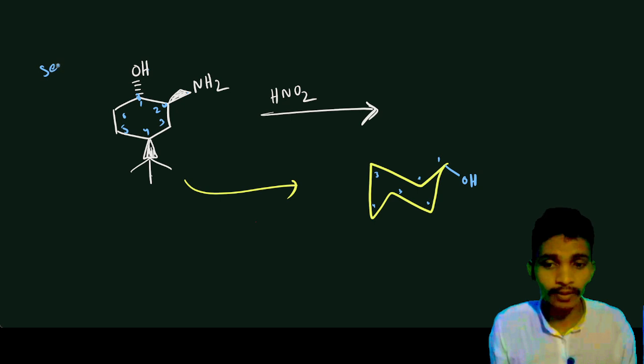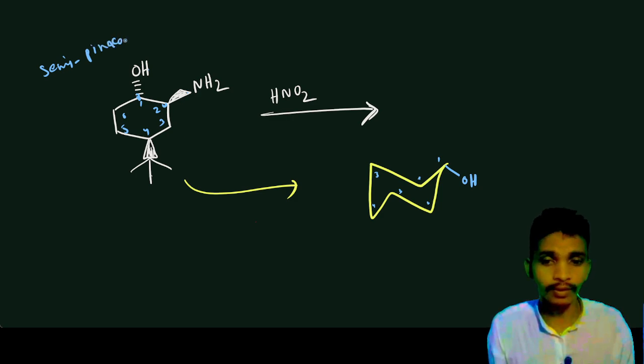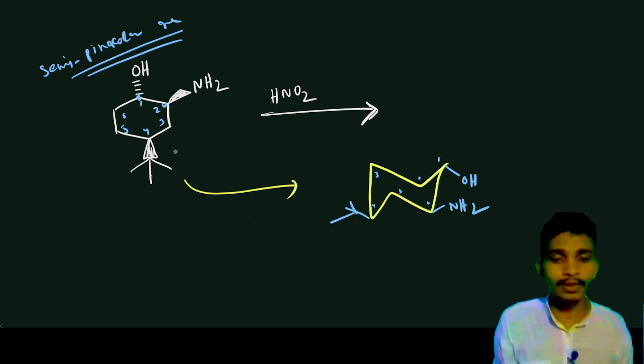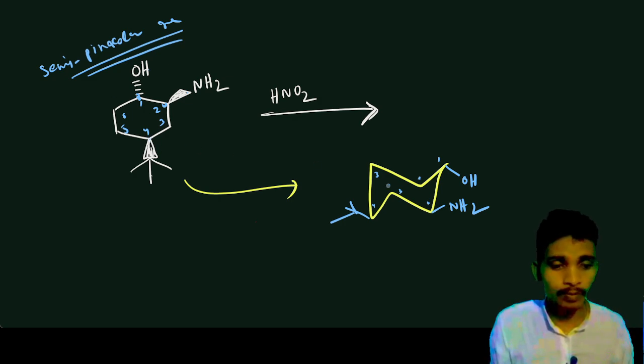So this is the semi-pinacol rearrangement. Okay, semi-pinacol rearrangement where stereochemistry is mentioned. So one is OH on that side, and NH2 is on the above side, so I will mention that one. This is on the above side, so mention it on the above side. Okay, and at the other carbon we have this, and this is also on the above side, so I will mention the above side. This I converted from a cyclic form into the chair form.